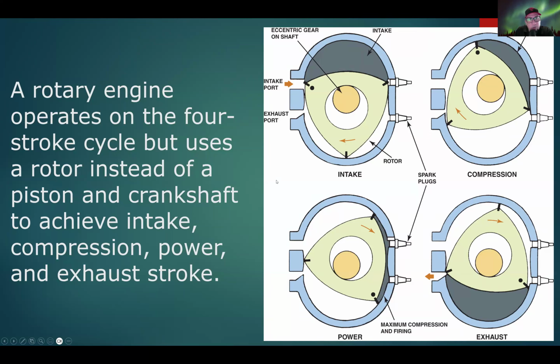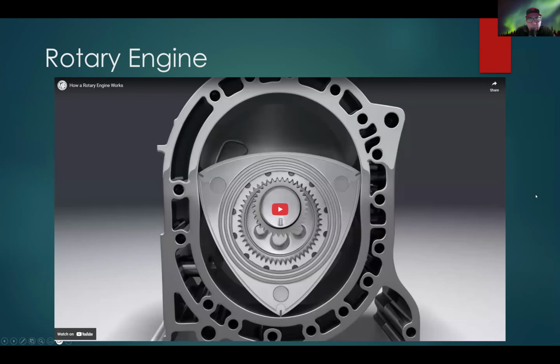Okay. If you want more, because these are not common in automotive today, we don't spend a whole lot of time talking about them, but there are plenty of videos online that you can look up to see how they work. Okay. There's actually one right here. I'm not going to play it on this PowerPoint, but you're welcome to look one up and find a video on it.